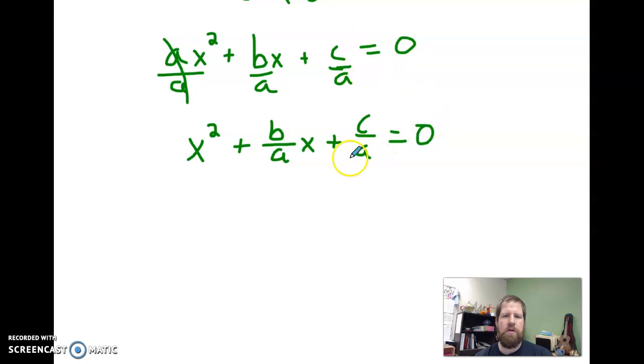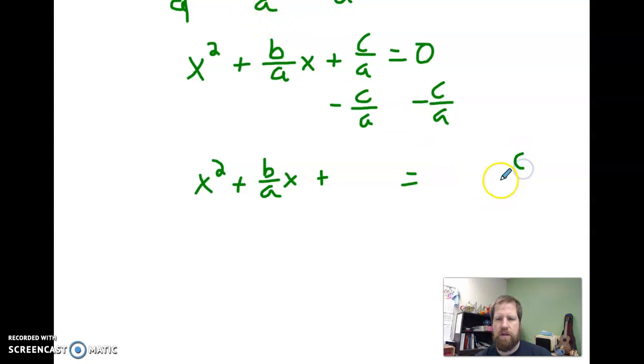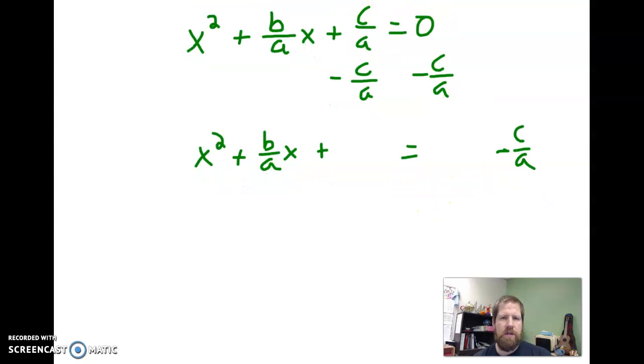And then we're going to subtract c over a, so we can make room for our third term to complete the square. So we've got x squared plus b over a times x plus nothing is equal to negative c over a. And I'm actually going to move that over so I have room as well. Minus c over a.